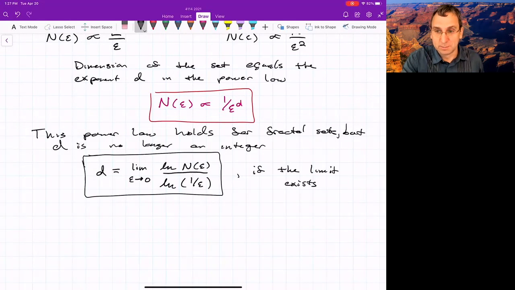So you could do this for actual things. If you try to calculate it for the Cantor set, you'll find the same thing.